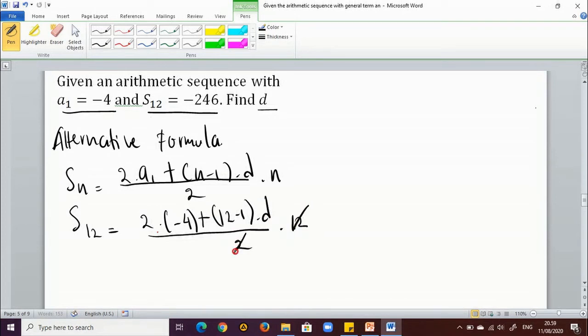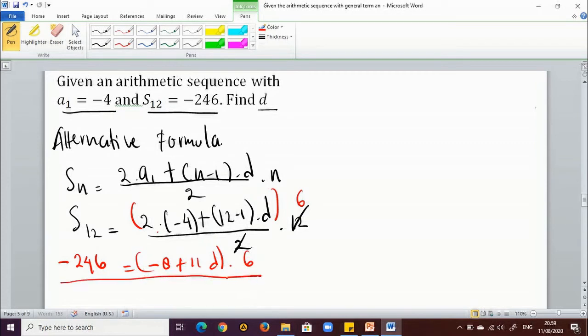Okay, 12 and then 2 is equal to 6, right? And then in here we can continue to be minus 246, and then forget using the bracket in here. So it's equal minus 8 plus 11d times 6. So both sides we can divide by 6. 246 divided by 6 is, okay, not to divide it, everyone. So we just continue.